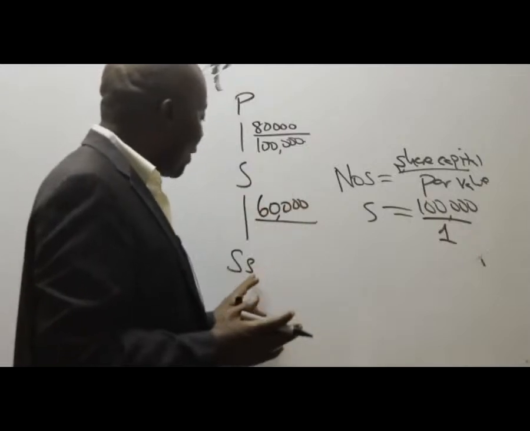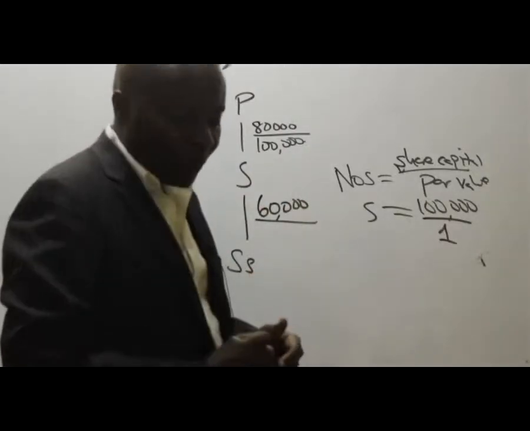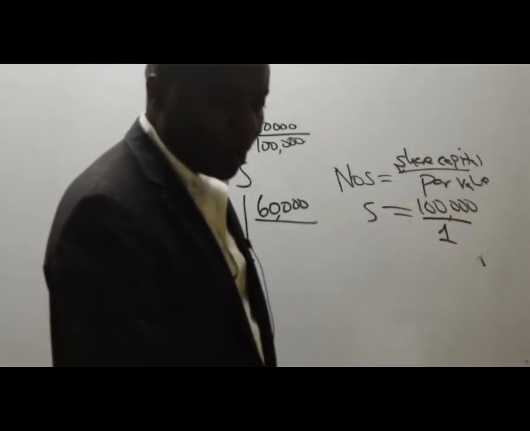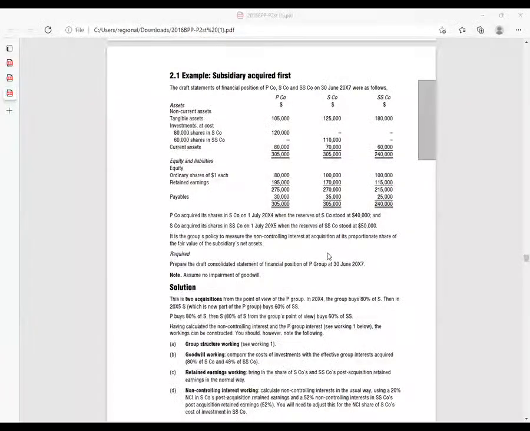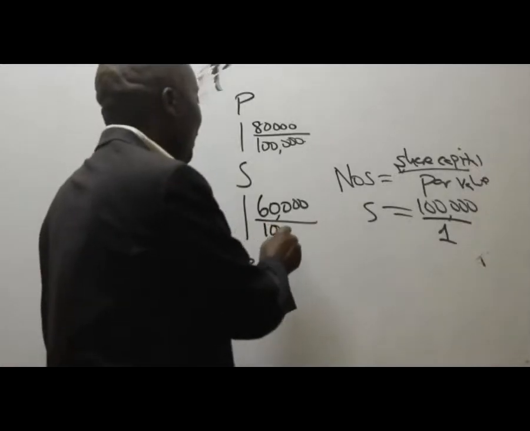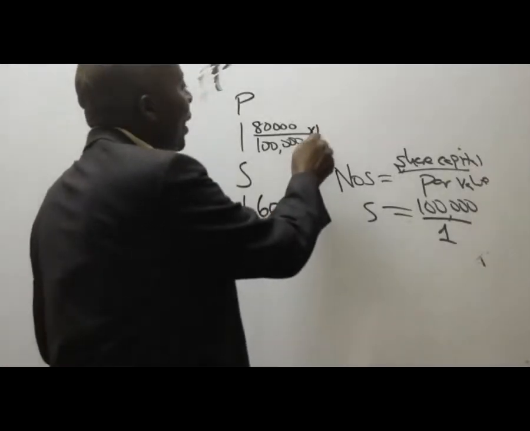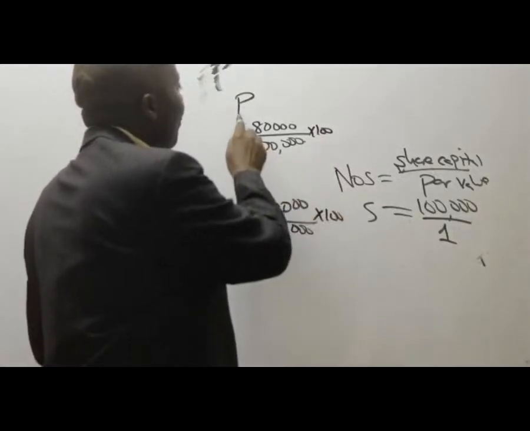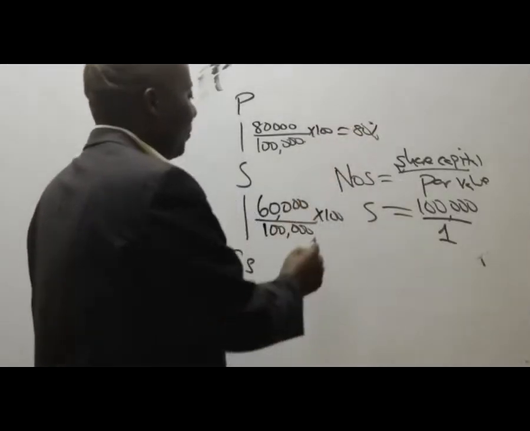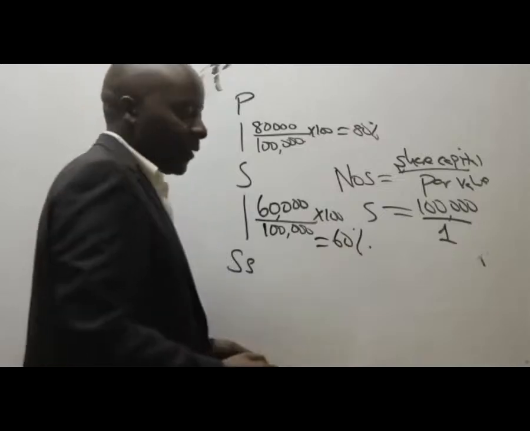How about the number of ordinary shares of SS? Please go to SS company in the statement of financial position. I can see 100,000 here. This is the share capital. So divide this by the par value of 1. This gives me 100,000 shares. So in terms of percentage, we have P owning 80% of S, and then S owning 60% of SS.